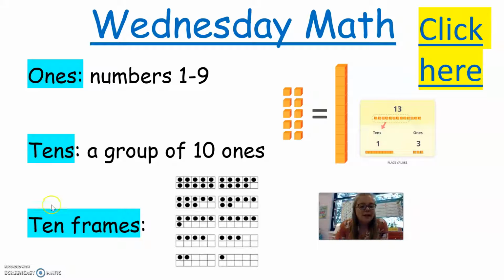The new word is 10 frames. 10 frames are another way we can represent numbers. It is a little rectangle that's split up into 10 boxes. When it's all filled in with 10 dots, we know that's the number 10. Okay, so this is one group of 10. I know that because my 10 frame is all filled in. So right here we have one group of 10.